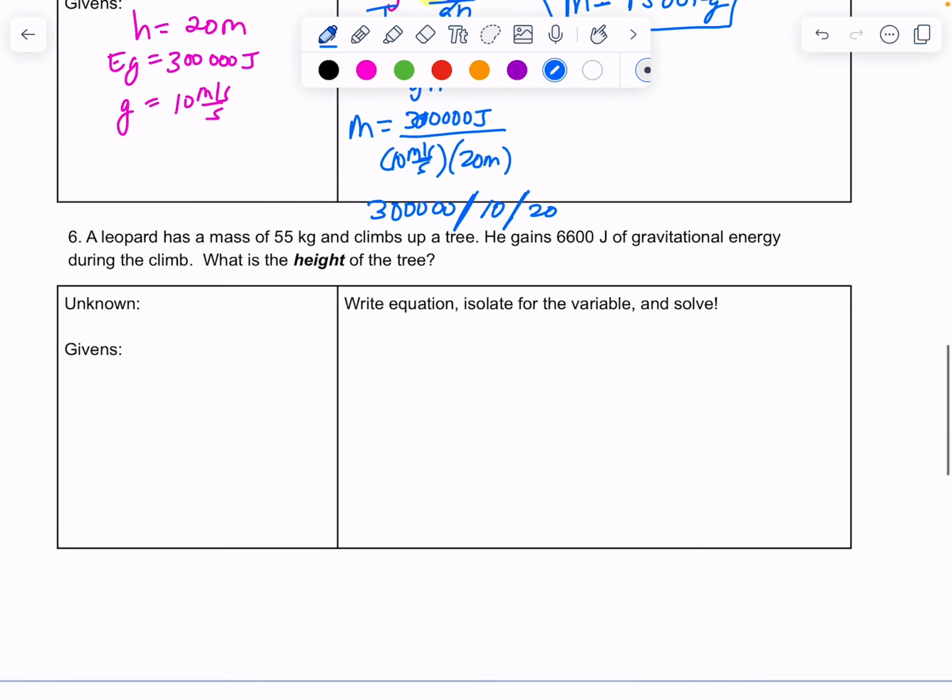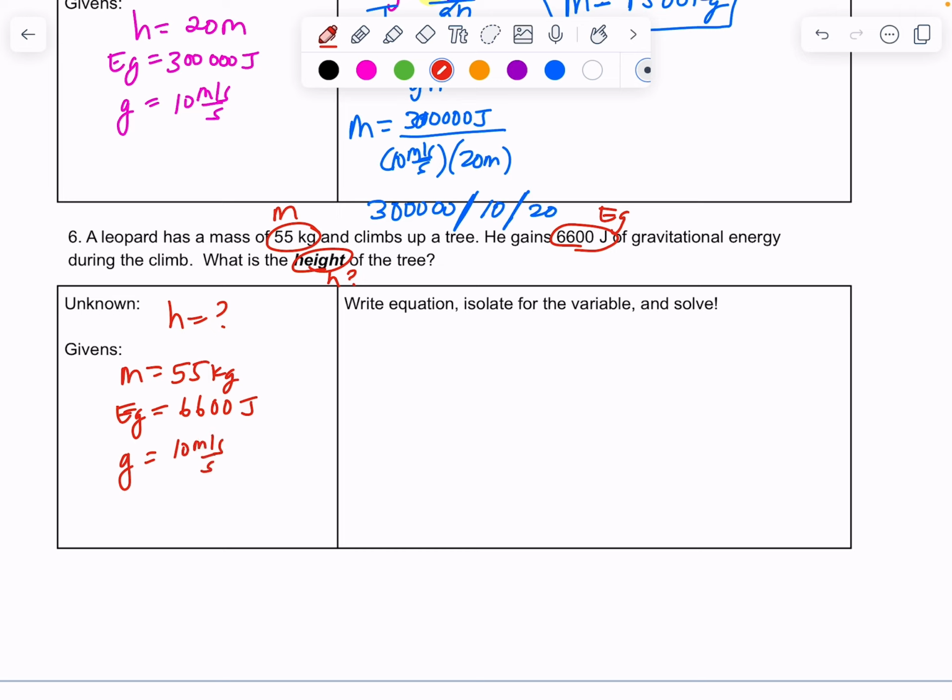All right, and then the third one: a leopard has a mass of 55 kilograms, so there's a mass, climbs up a tree. He gains 6,600 joules of EG. And what is the height of the tree? Okay, so height is the unknown. The givens are mass, 55 kilograms, EG is 6,600 joules, and then remember the secret G that you need, which is 10.